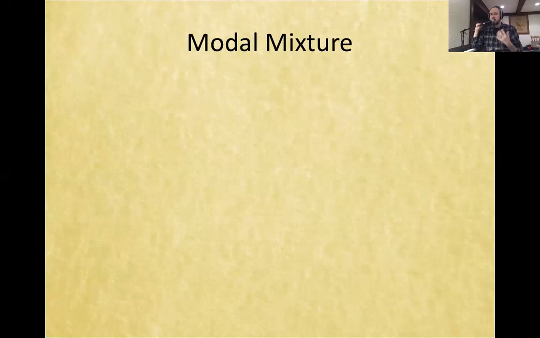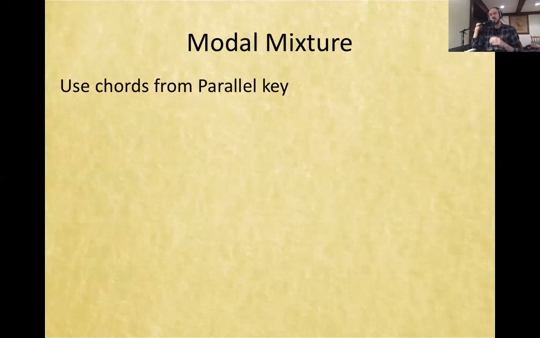So modal mixture, when we talk about this, the mode that's part of this, the modal part, means the parallel key. And by parallel key, we mean major and minor. So we can differentiate between parallel keys and relative keys. If we're talking C major, the relative minor of C major is A minor. But what's the parallel minor of C major? It's C minor.